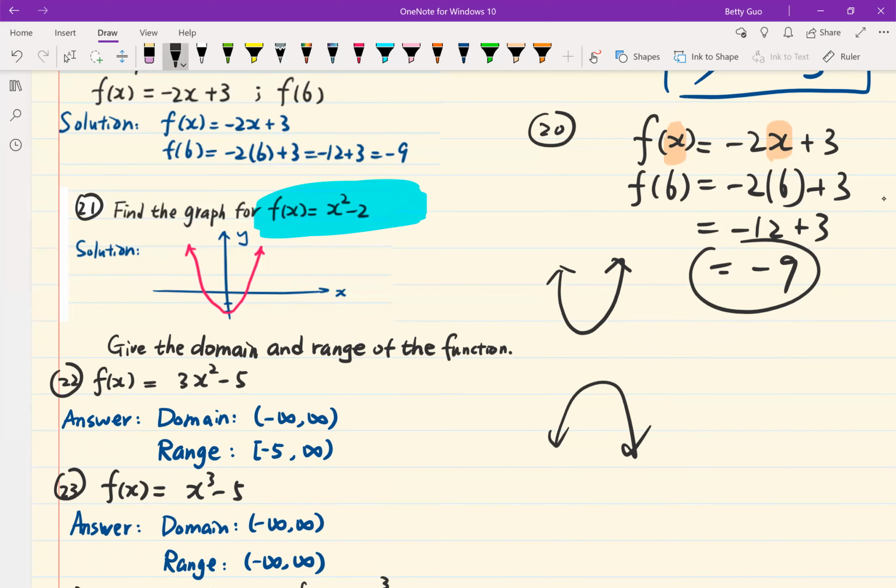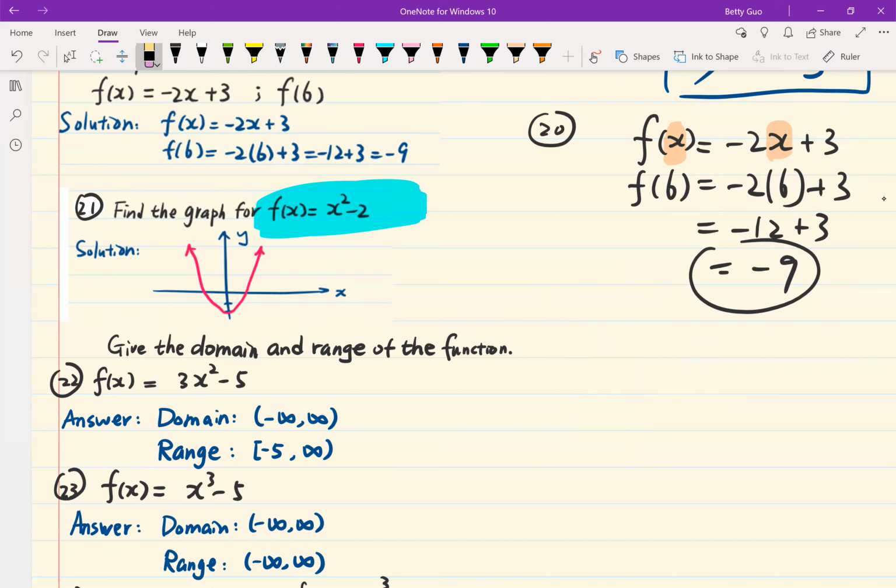If the leading coefficient is bigger than 0, is positive, then the parabola opens up. If the leading coefficient is negative, then the parabola opens down. In our case, x squared minus 2 has a leading coefficient 1, which is positive. So the result is a parabola that opens up. For number 21, you're going to look for a graph like that and choose that answer. So please don't lose a point on 21 because it's exactly the same as the problem.